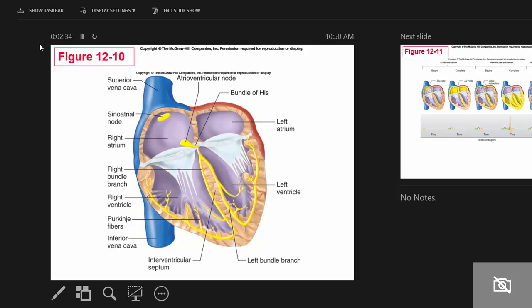The resting membrane potential of the AV node is actually hyperpolarized compared to the SA node. It's actually more negative than the SA node. So in order to get a signal to come through here, you've got to go above and beyond. You've got to get the cell to threshold. That's delay mechanism number 2. Delay mechanism number 3 is a gap junction.